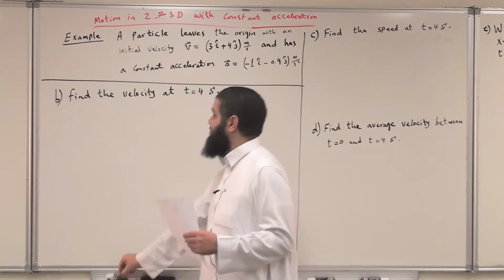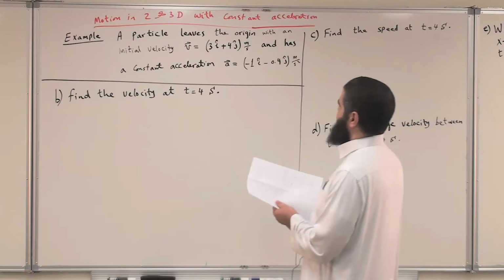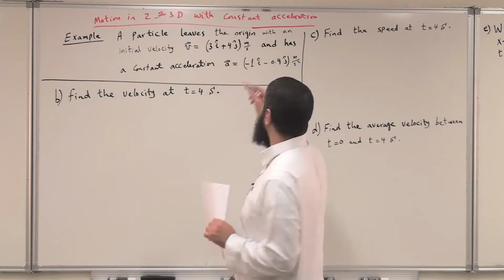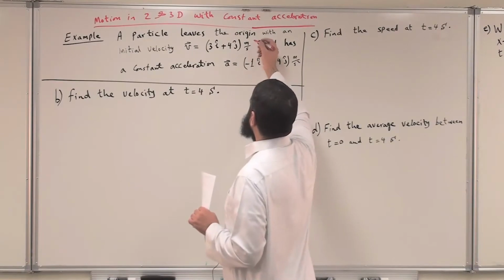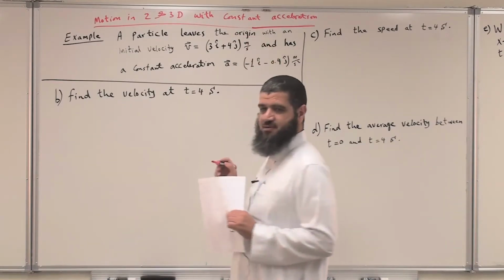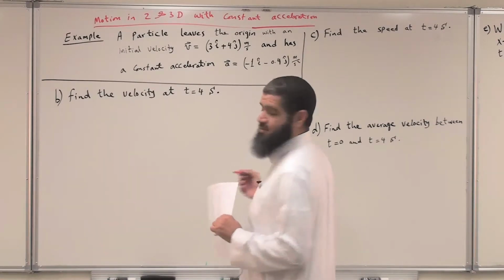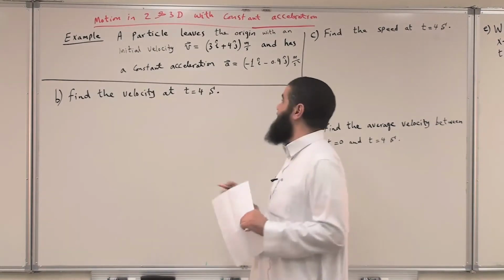Let us highlight a few points in the statement of the problem. You see, the particle leaves the origin, so the initial x coordinate is 0, and the initial y coordinate is also 0. So it is 0 and 0.